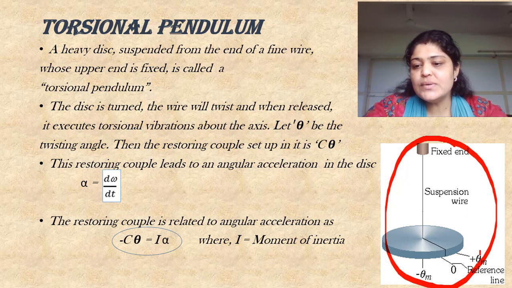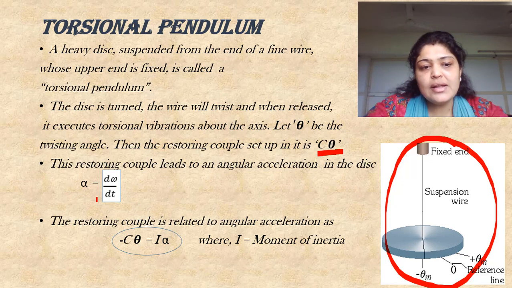Suppose theta is the twisting angle. We twist by theta, it covers minus theta again. So there will be a restoring couple set up in the disc. Any force applied, the object definitely restores. So the restoring couple here will be c theta. Now this restoring couple leads to an angular acceleration in the disc because it leads to a simple harmonic motion.